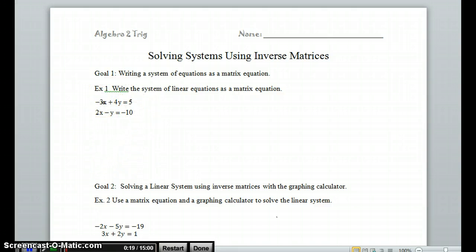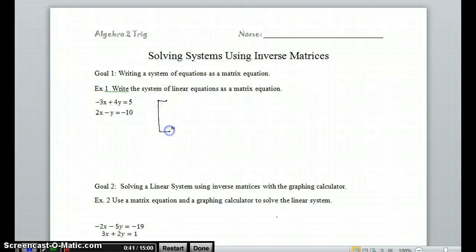It's very similar to how you would write a system to solve it using elimination. We want to have our x's lined up, our y's lined up, and then our numbers. When we have them in that order, we can use negatives, fractions, decimals, as long as they're lined up: x's, y's, equals numbers. So we're going to write our matrix equation.